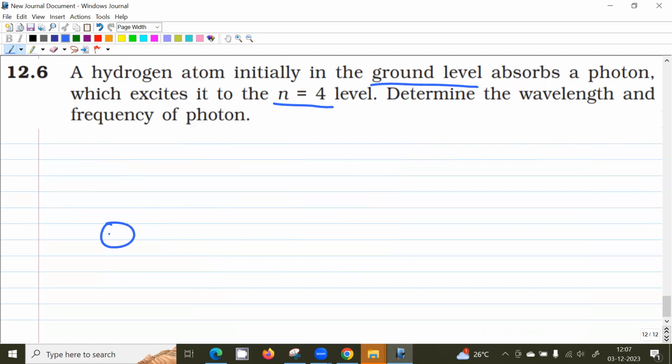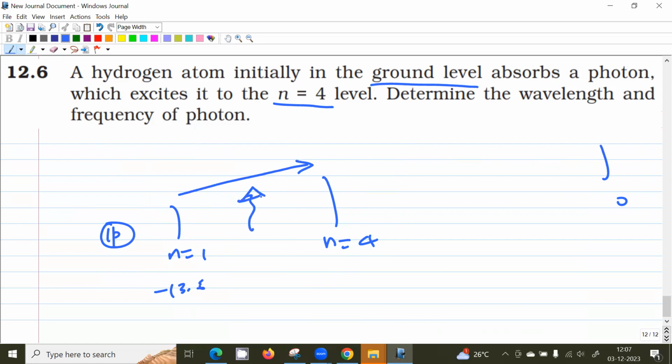This is a single proton because it is a hydrogen atom. So this is n equal to 1, n equal to 4 is here, and n equal to infinity would be here, the maximum energy corresponding to 0. This is minus 13.6, and this will be less negative. So this energy difference: here I'm supplying energy, because the transition is from a lower energy state to a higher energy state. I have to supply energy in the form of radiation.